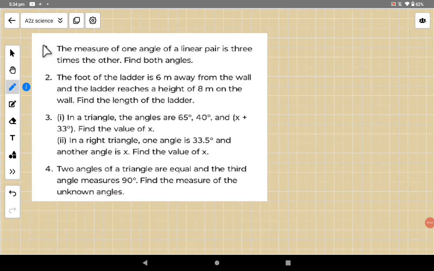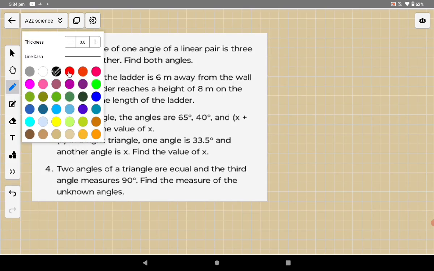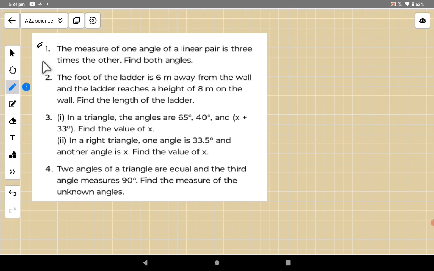Here is another set of questions. So let's solve question number 1. The measure of one angle of a linear pair is 3 times the other. See, linear pair means the sum of the two angles will be 180 degrees. Linear means in a single line and pair means two. So if two angles are in a line, the sum of the two angles will be 180 degrees. That we already know, right?